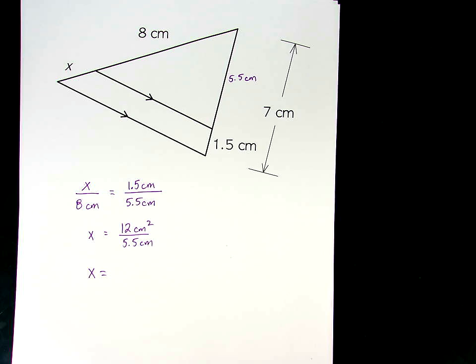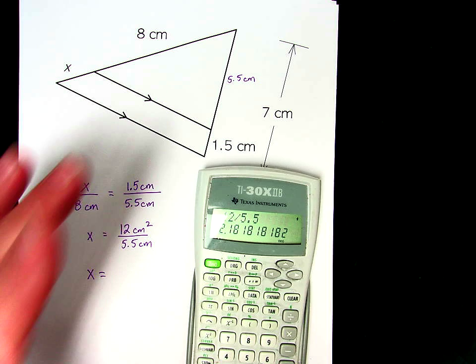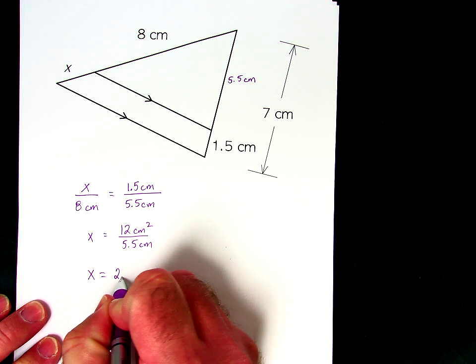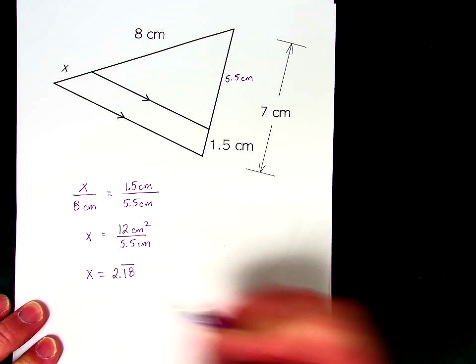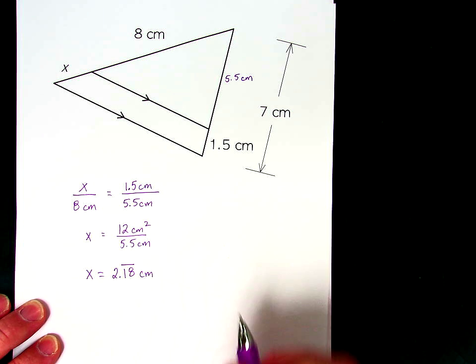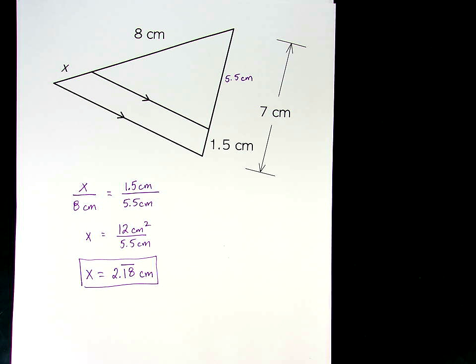So then when I do the division, 12 divided by 5 5/10, we get this 2.18 repeating. And that's actually appropriate for this because I am in centimeters, the metric system. We use decimals rather than the fractional values. So we'd have 2.18 repeating. Notice square centimeters divided by centimeters would just be centimeters. So there's an application of the triangle proportionality theorem.